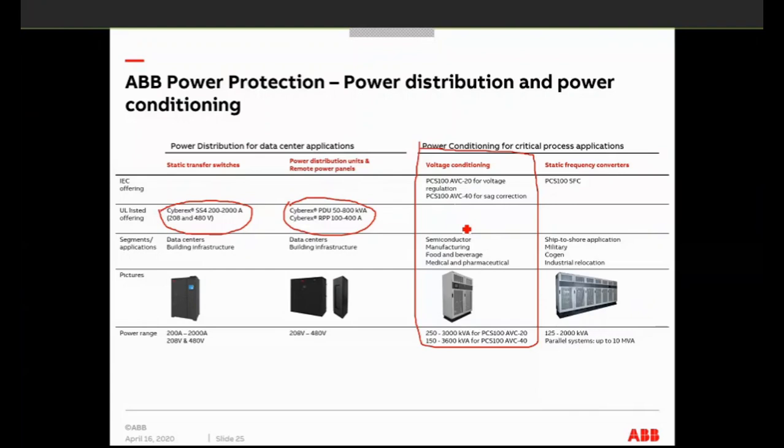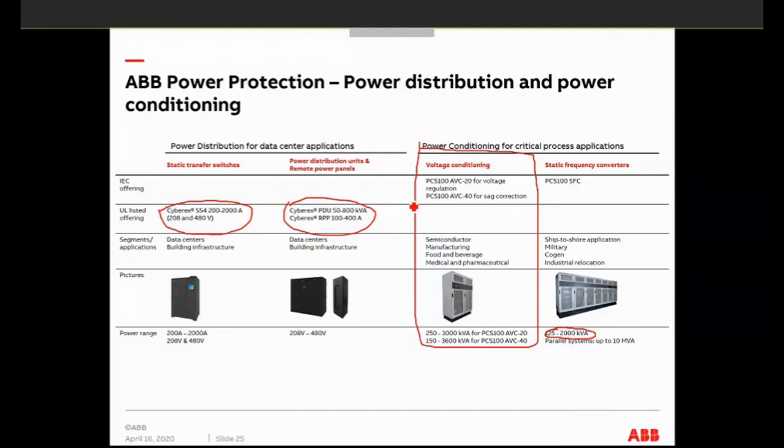And last in the portfolio of power protection, we have the PCS 100 static frequency converters, which convert 50 to 60 or 60 to 50 hertz. All right, and the load that we can handle is up to 2 MVA. So this is an overview of what ABB can offer you. If you have any questions on the other products, please let us know. But we are going to focus today on voltage conditioning and the industrial UPS.